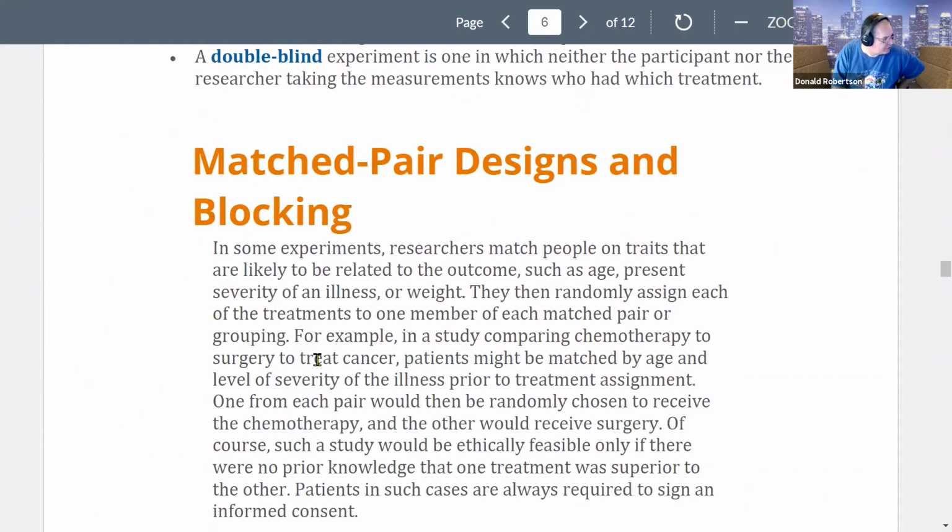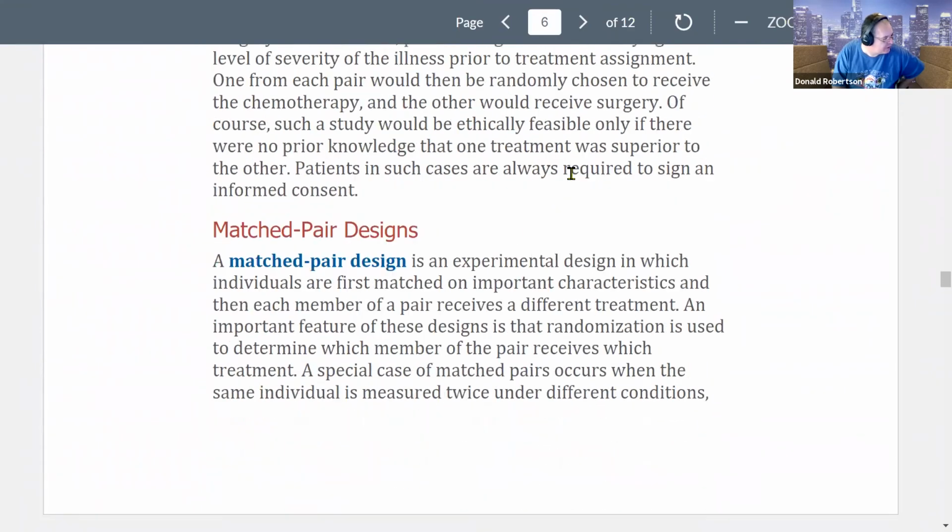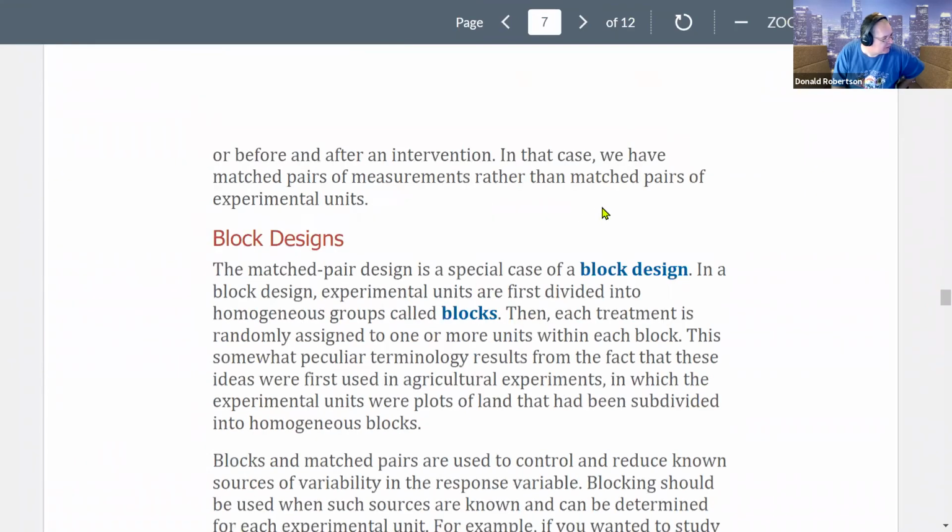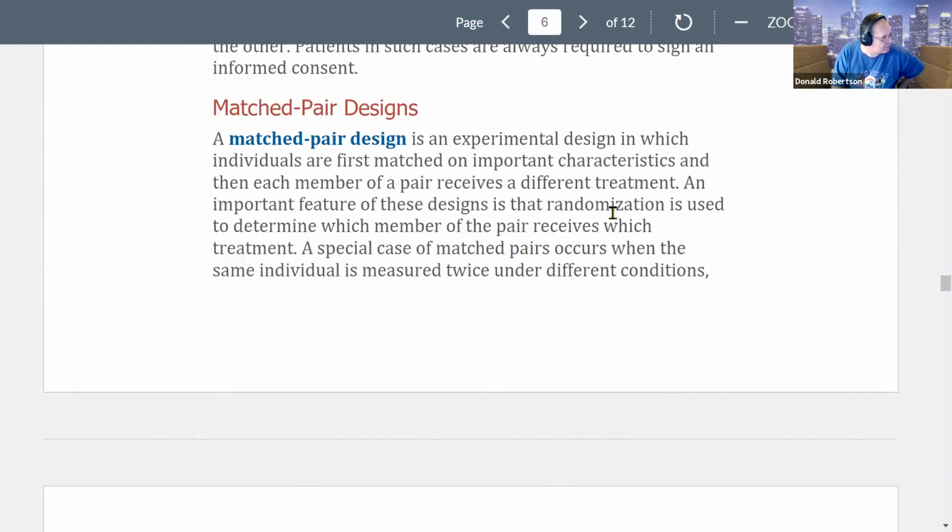Here's a variation called the matched pair design. We'll let you read about that. Well, quick one.